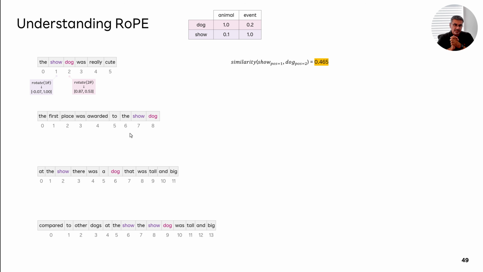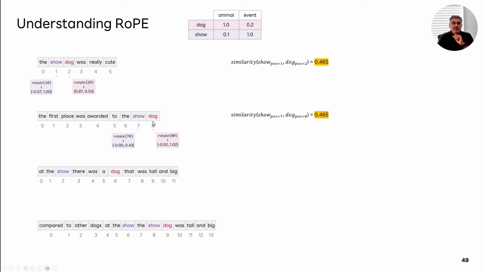First of all, what do you want to get? What you want to get is, in this sentence, show and dog absolute positions are different. In the first sentence, show starts at position 1 and dog starts at position 2. In the second sentence, show starts at position 7 and dog starts at position 8. However, their relative distance is the same. Remember that show and dog are next to each other in both the sentences, which means if I were to apply the same rotation technique and take a similarity, these scores should be the same. The scores between these two words in this sentence and these two words in this sentence should be the same. If I can do that, I know that I have encoded relative position information.